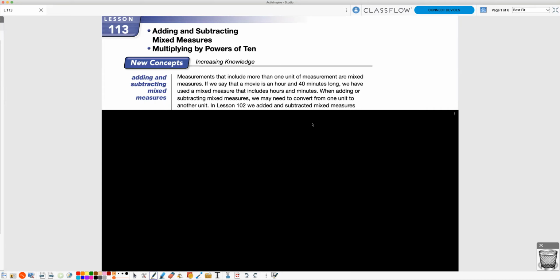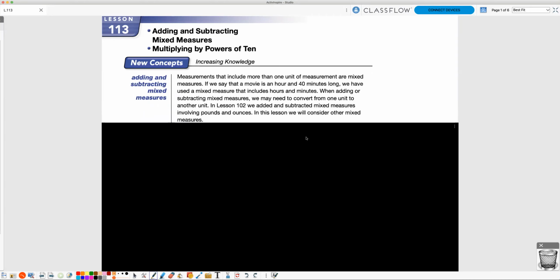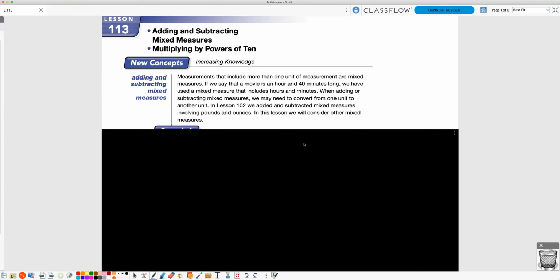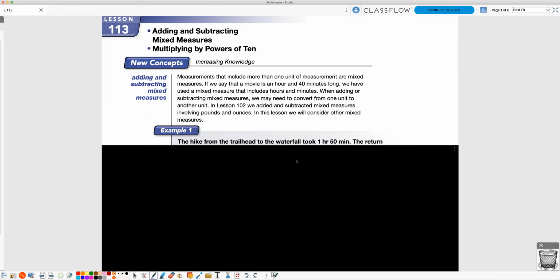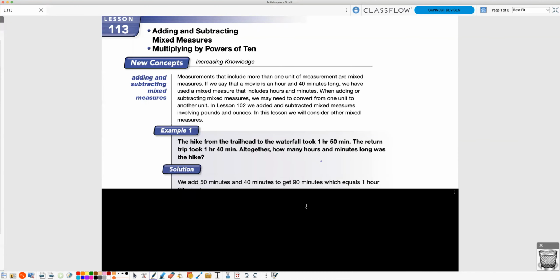In lesson 102, we added and subtracted mixed measures involving pounds and ounces. In this lesson, we will consider other mixed measures. So for example, the hike from the trailhead to the waterfall took 1 hour 50 minutes. The return trip took 1 hour 40 minutes. Altogether, how many hours and minutes long was the hike?